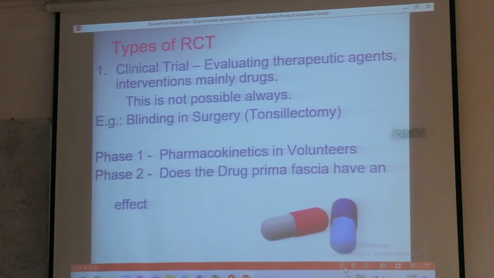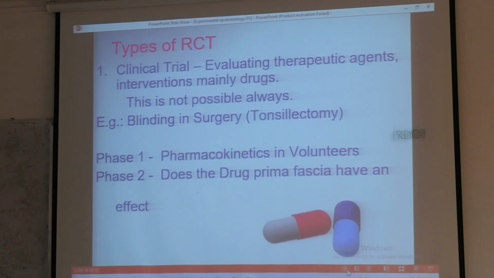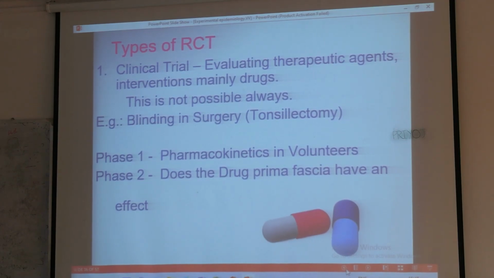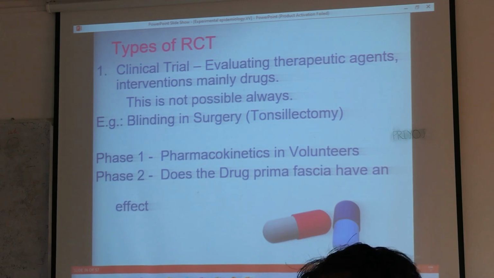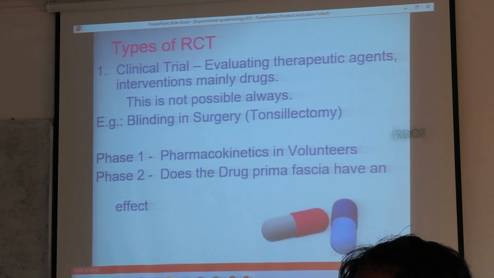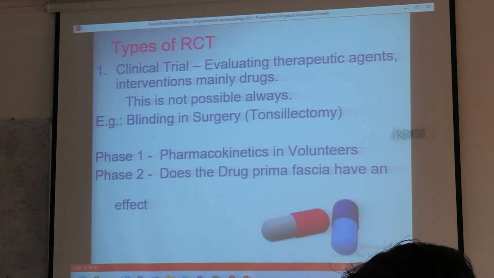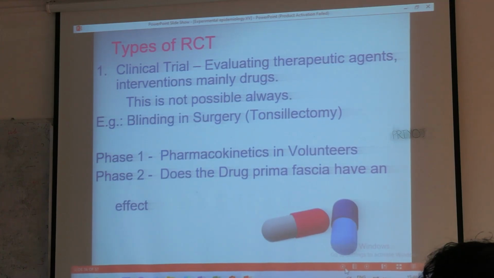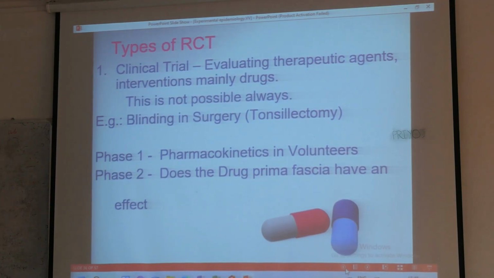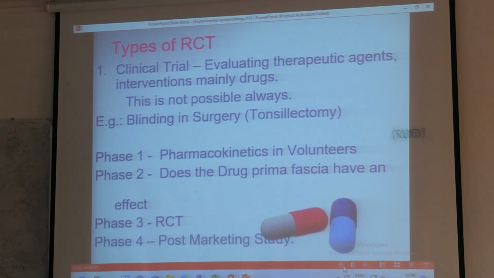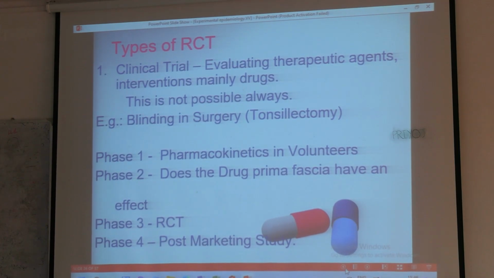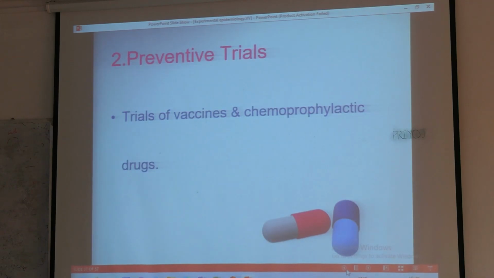Phase 2 is, does the drug prima facie have an effect? You are having your first trial on healthy volunteers. They find that there is no particular effect. Then you come to the real people. Then you try to find out whether the drug has a real effect or not. Then comes the RCT. Okay. And then finally is the post-marketing survey for any new drug.